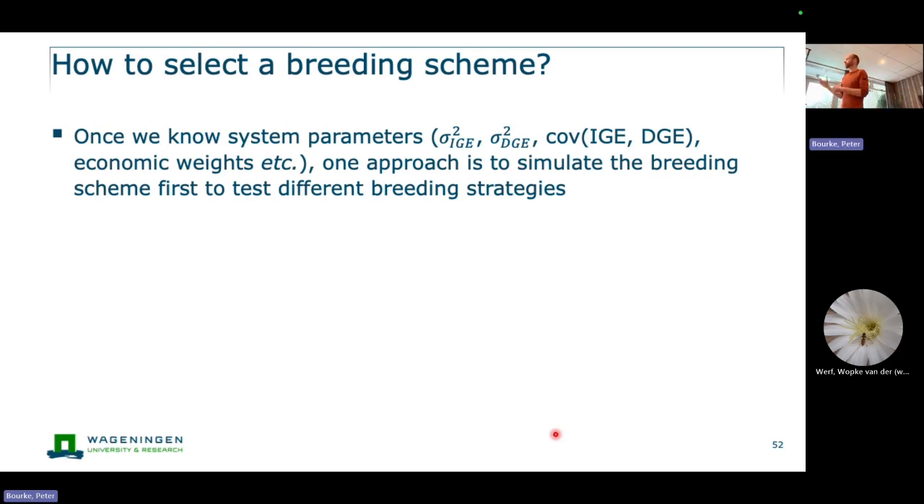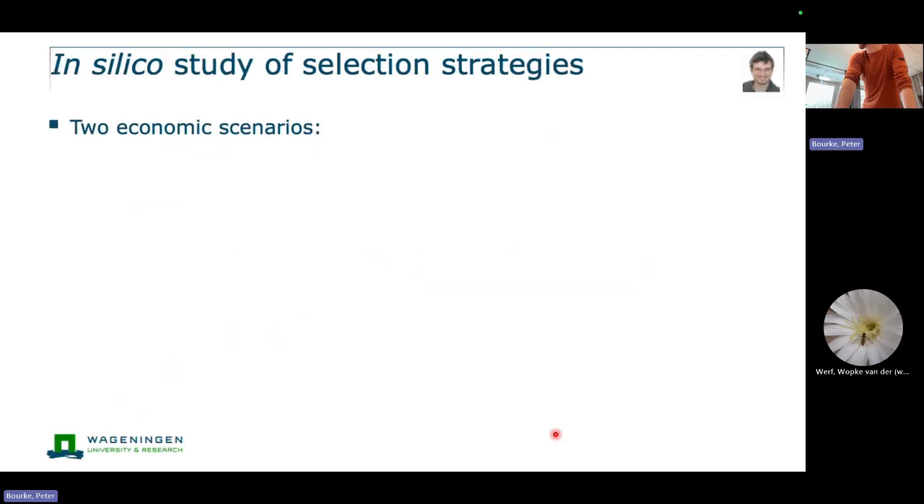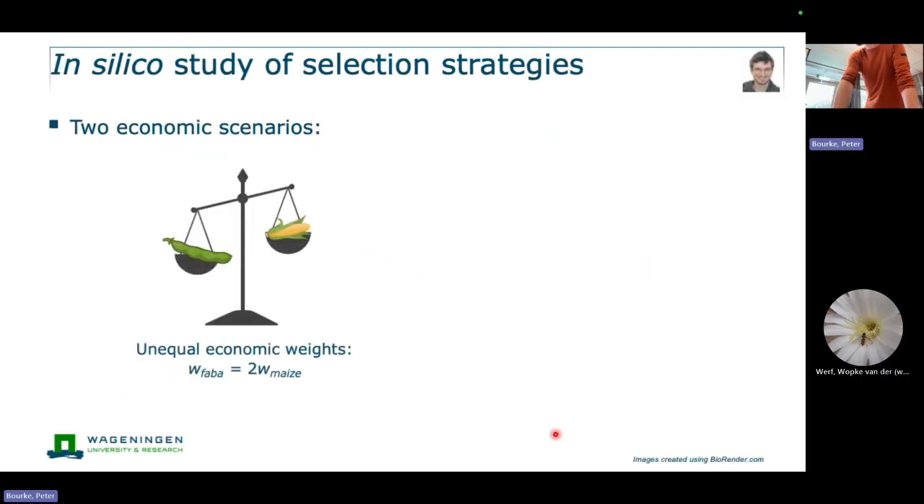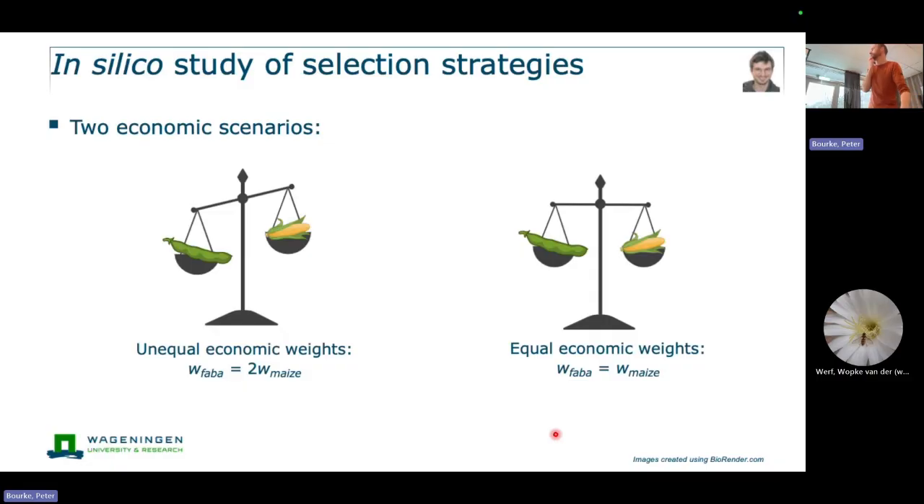Once we understand the system, so if we're able to measure these system parameters, so these variances of our direct and indirect genetic effects, the covariances between them, if we also understand a bit about the crops, one approach will be to simulate a breeding strategy to figure out what would be the best way to improve this system. And this has already been done in the literature. We had a student a number of years ago who did a nice simulation study looking at an intercrop between faba bean and maize. He looked at two scenarios, one where the two crops were equally valuable, and he also considered the more realistic scenario where the faba bean is more valuable than maize.